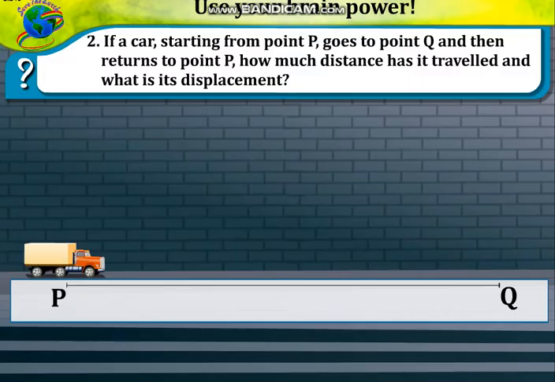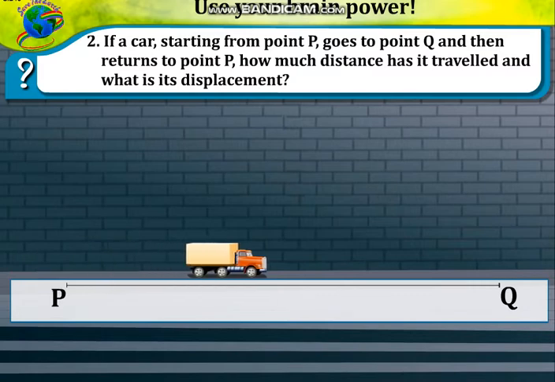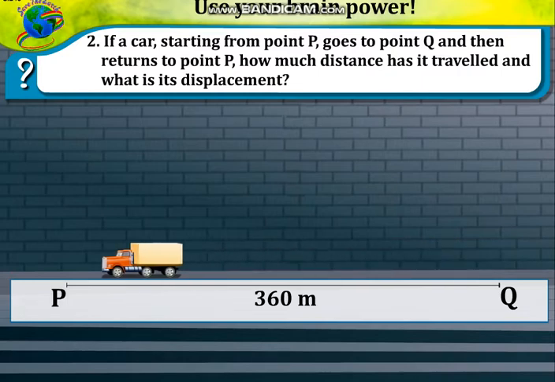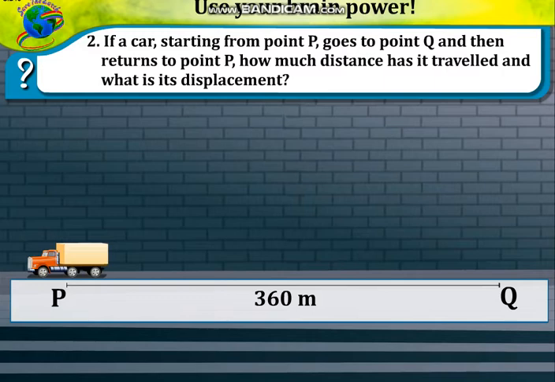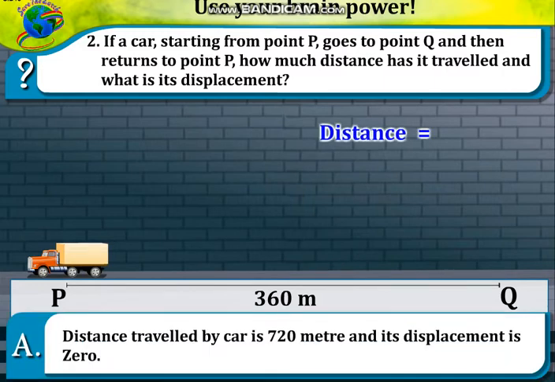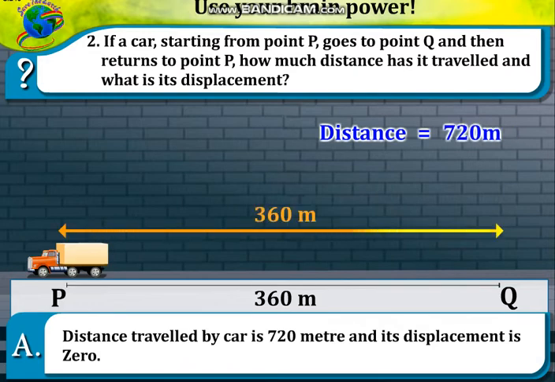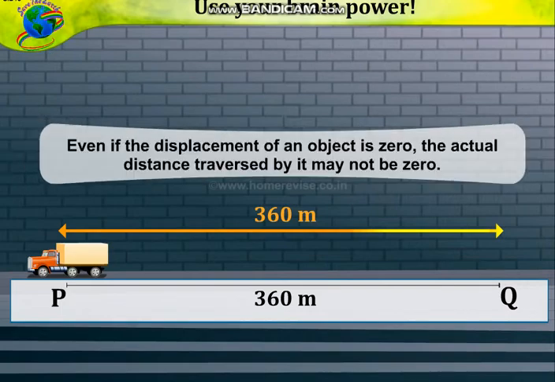2. If a car starting from point P goes to point Q, and then returns to point P, how much distance has it travelled and what is its displacement? Distance travelled by the car is 720 meters and its displacement is 0. Even if the displacement of an object is 0, the actual distance traversed by it may not be 0.